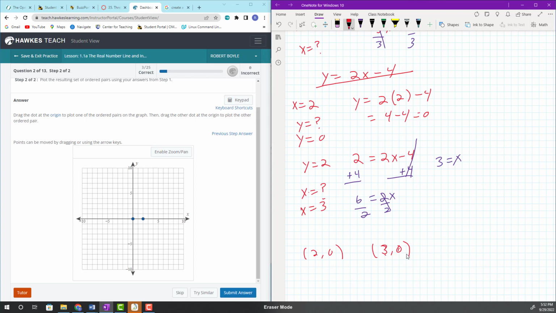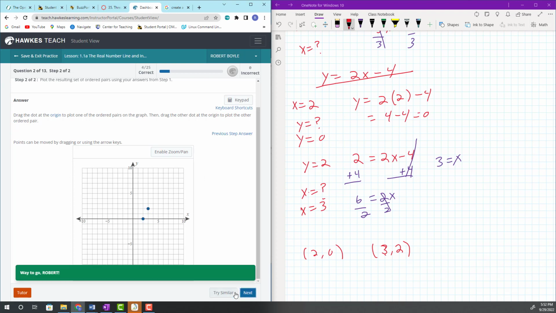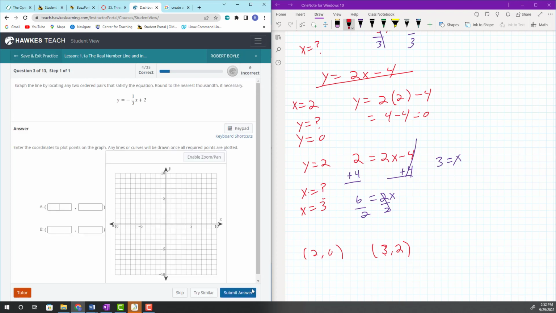That was a mistake on my part. The eraser mode is not working. Well, fine. We can fix that. So the next one is going to be 3, 2. So we're going to go 3 in the x direction, 2 in the y direction. That should be our graph. Let's make sure that's right. Okay, good. And then we can submit our answer. And there we go. Now we can move on to the third problem.